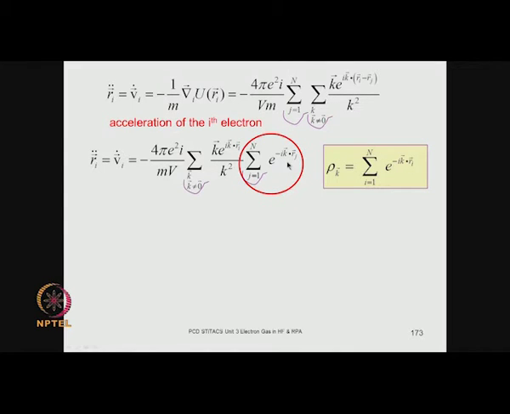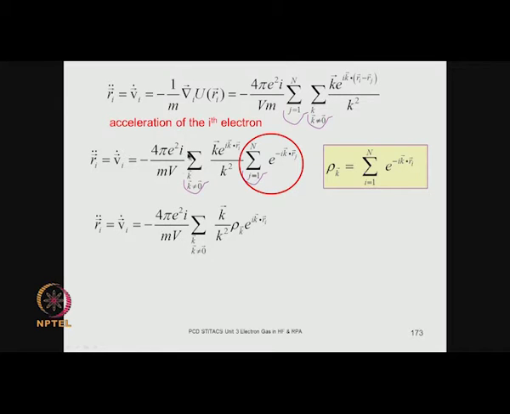So, what does it tell us? That this term, you have e to the i k dot r_i when you sum over i going from 1 through N, and this is exactly the same term, right. This is nothing but the Fourier component rho_k, right. So, in the expression for the acceleration, which is the time derivative of the velocity, these terms remain the same.